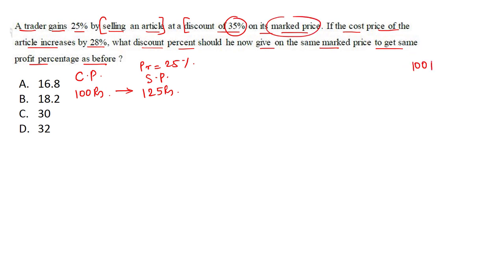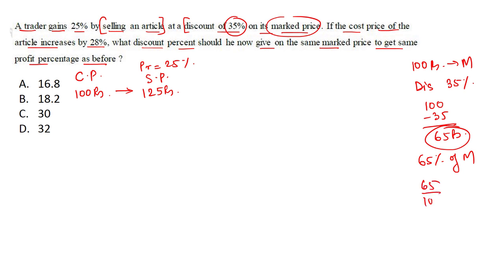If 100 rupees is the marked price, and you give a discount of 35%, now the price will decrease by 35. So, now the price is what? 65 rupees. So, that means the final price is 65% of the marked price. How? Let us see. 65 upon marked price is 100 into 100. So, that is nothing but 65% of the marked price. So, a discount of 35% is given, so the final selling price is 65% of the marked price. So, 125 is 65% of the marked price.